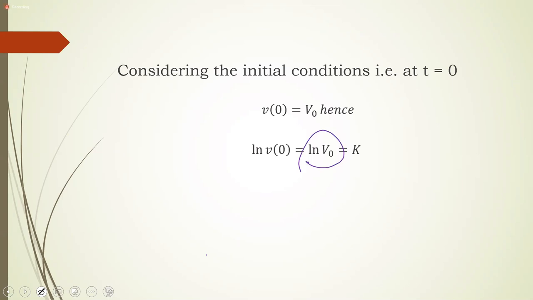So if I now substitute, let's bring in the K. I bring the K over to the left-hand side. And remember now, this is K. So I get ln V minus ln V zero. Of course, we are subtracting these natural logs. So it's ln V over V zero is equal to minus T over CR.